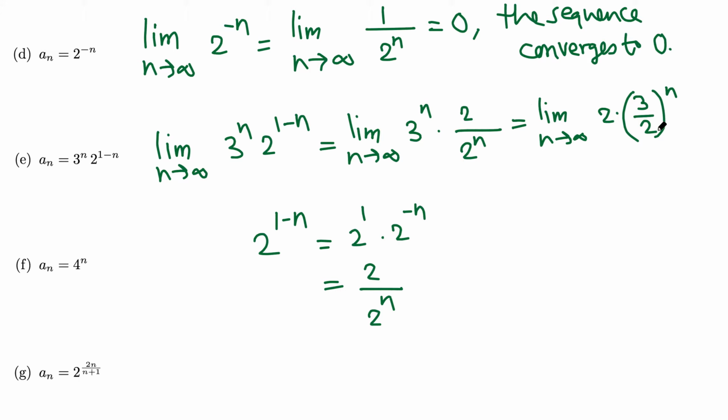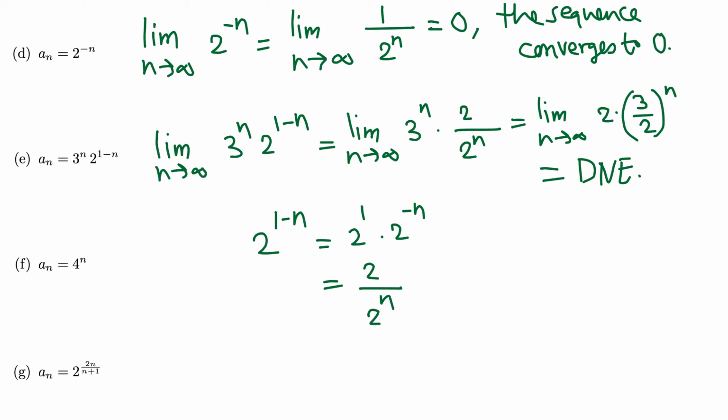Anyway, this is a geometric sequence because it is (3/2) to the power n, and 3/2 is bigger than 1. That means when n is really big, this goes to infinity because the top is bigger than the bottom. Whenever we have a base bigger than 1, this geometric sequence diverges. You can think of 3^n over 2^n: the top grows much faster than the bottom, so the limit does not exist. That means the sequence diverges.